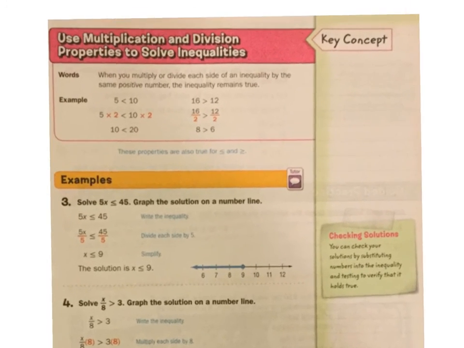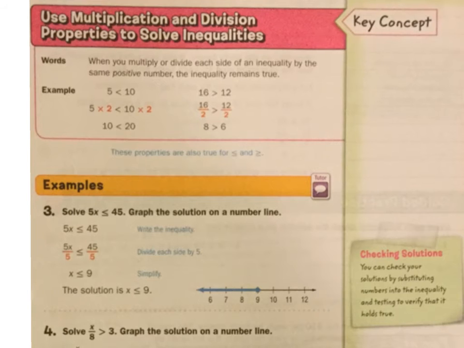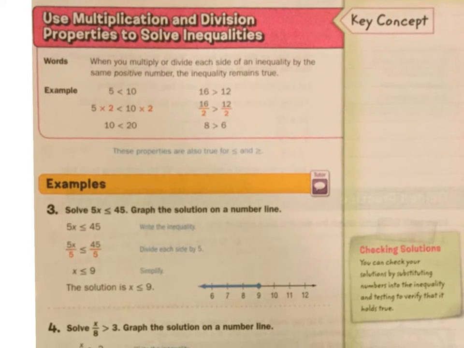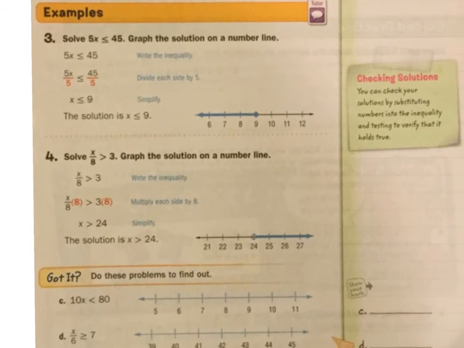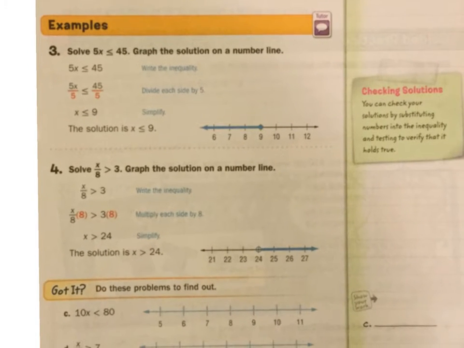Now, we can do the same thing here with multiplication and division. Okay, if you're multiplying it, then you divide it. If you're dividing, you multiply. You just want to get the x, or whatever the variable is, all by itself. So, let's look at this. There's two examples, number 3 and 4.